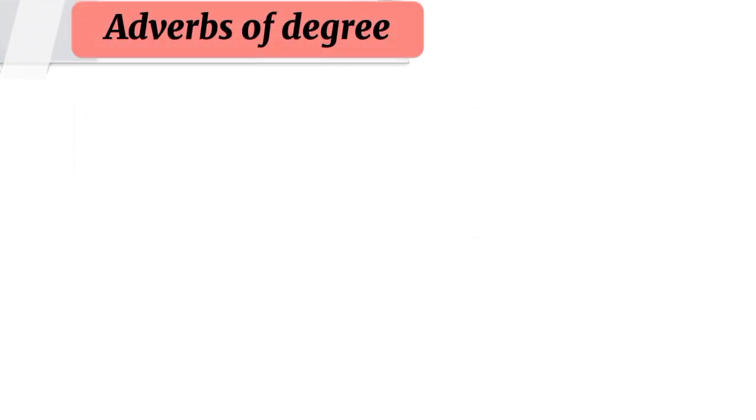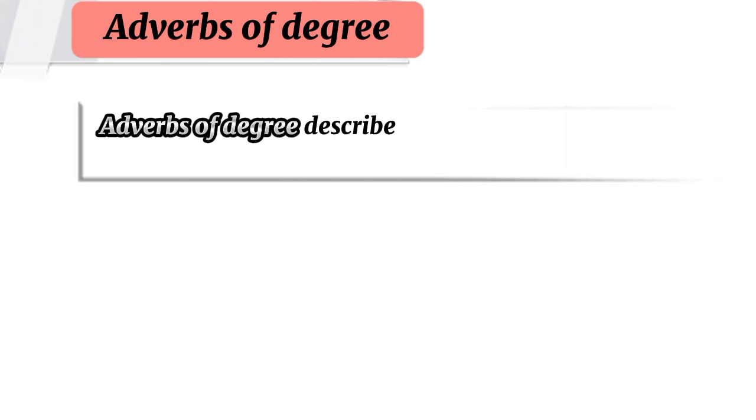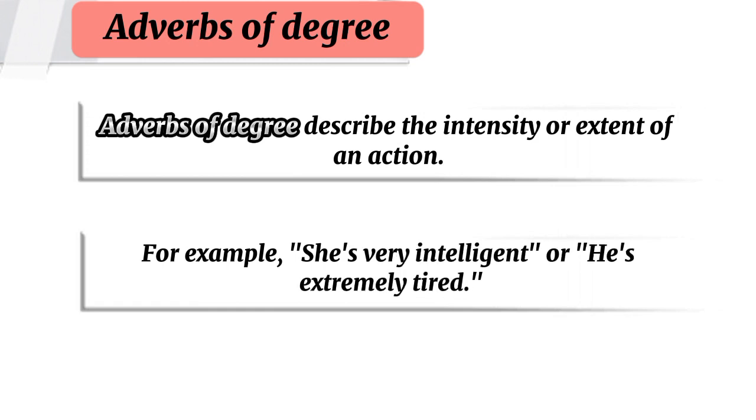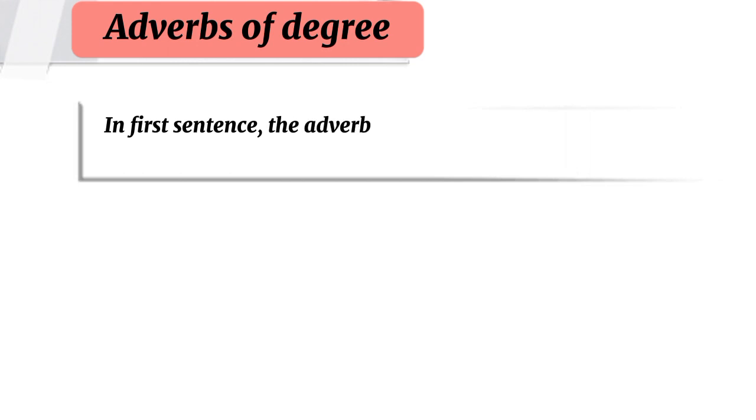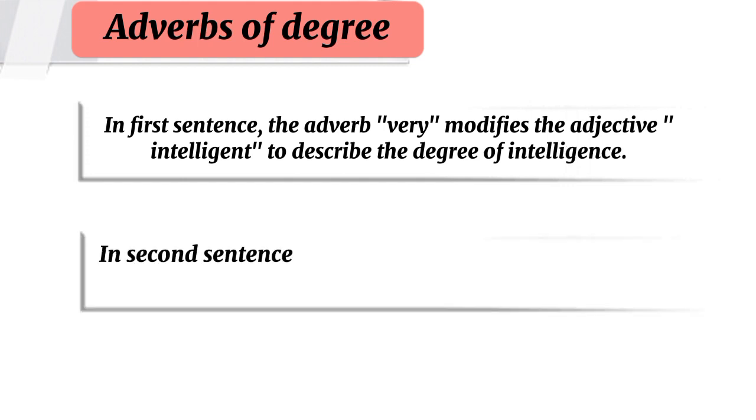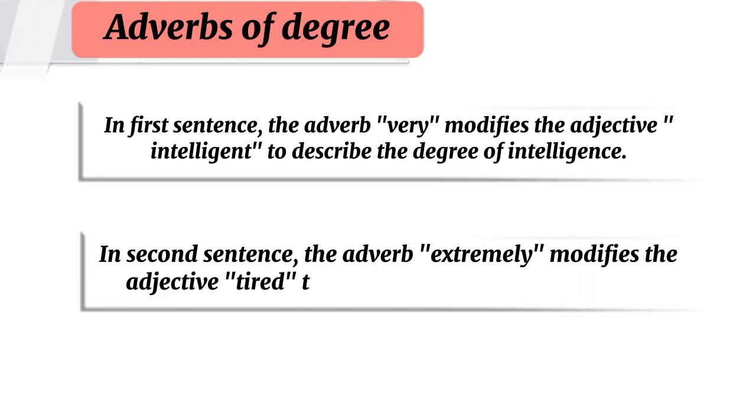Adverbs of degree. Adverbs of degree describe the intensity or extent of an action. For example, "She's very intelligent" or "He's extremely tired." In the first sentence, the adverb "very" modifies the adjective "intelligent" to describe the degree of intelligence. And in the second sentence, the adverb "extremely" modifies the adjective "tired" to describe the degree of tiredness.